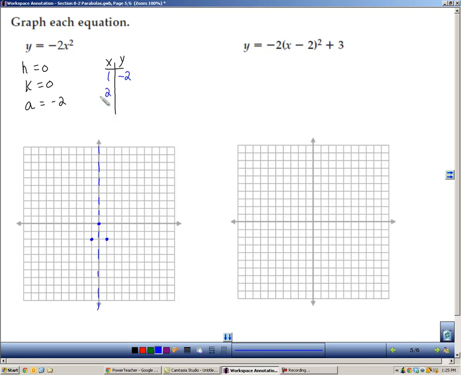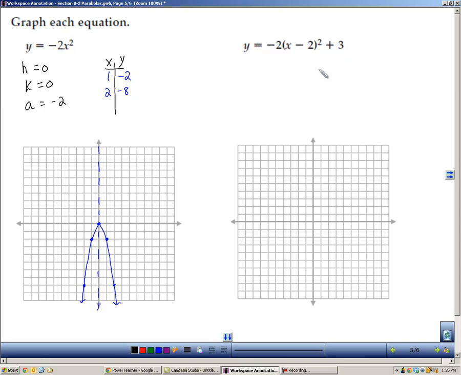And then I can do even one more. I can put a 2 in for x, get a 4. 4 times -2 is -8. And that points down here. There must also be another symmetrical point on the other side. So with that many points, I should be able to sketch my parabola pretty well.